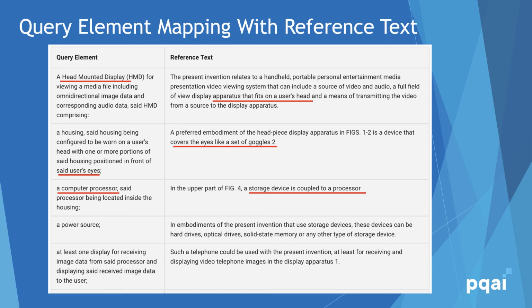So if you are describing a head-mounted display, then PQAI can go through the full text of the document and then find out references to something similar to that, which you can see here is not a word-to-word mapping, but an apparatus that fits on the user's head. And then it shows you which is the best match for any particular element within your query.